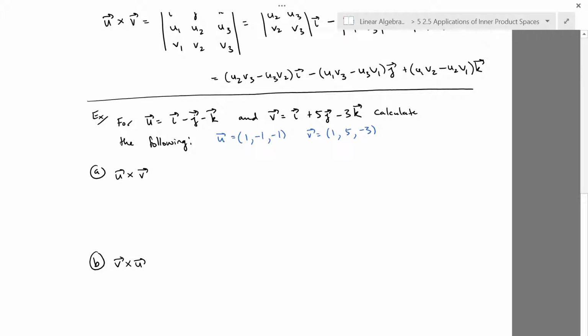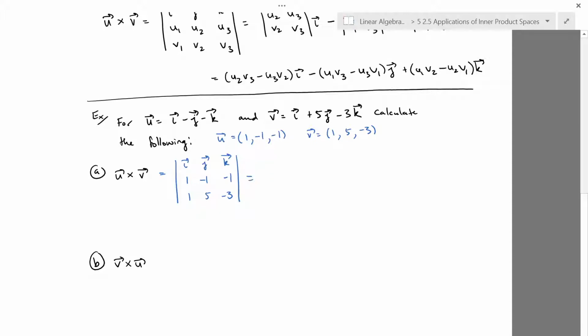Okay, so let's calculate the cross product. For u cross v, we set up the 3x3 determinant: i, j, k on the top row. The second row are the components of u, so 1, minus 1, minus 1. And the third row, the components of v: 1, 5, and negative 3.